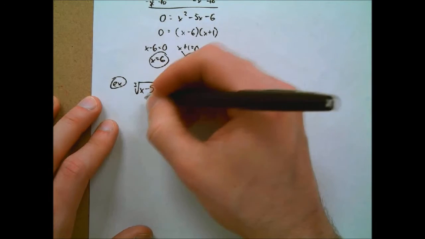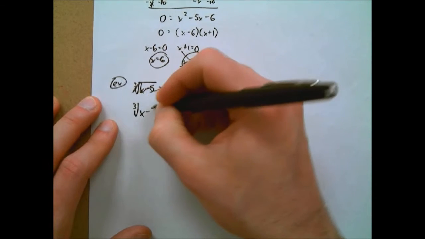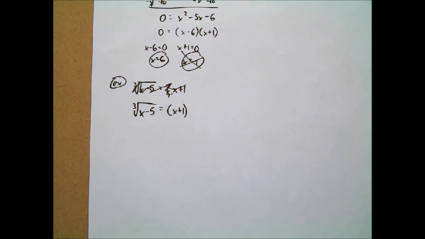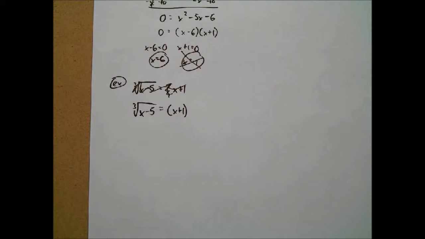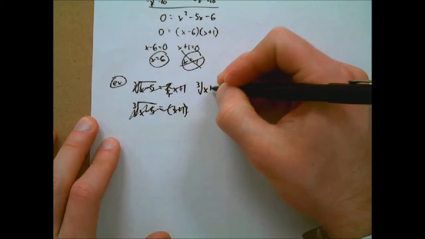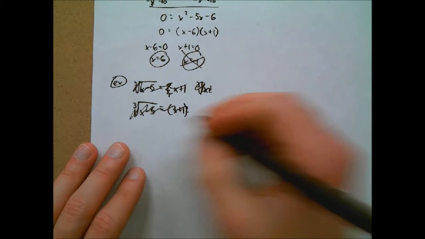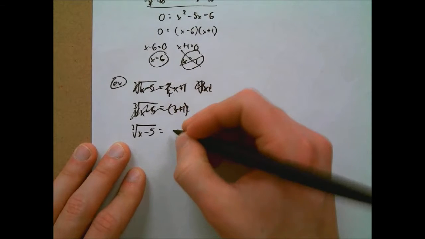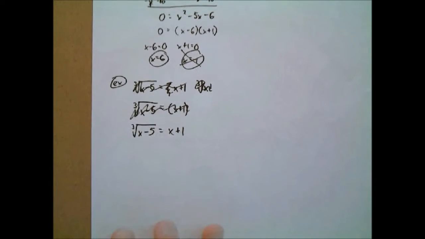Let me write this. Okay. Why have the parentheses in? I don't really need the parentheses there. I don't know why I put those in. In fact, I think that's kind of confusing. I'm going to read it one more time. All right, let's try this one more time here. The cube root of x minus 5 equals x plus 1. Okay, sorry. That's what I meant to write without the parentheses.